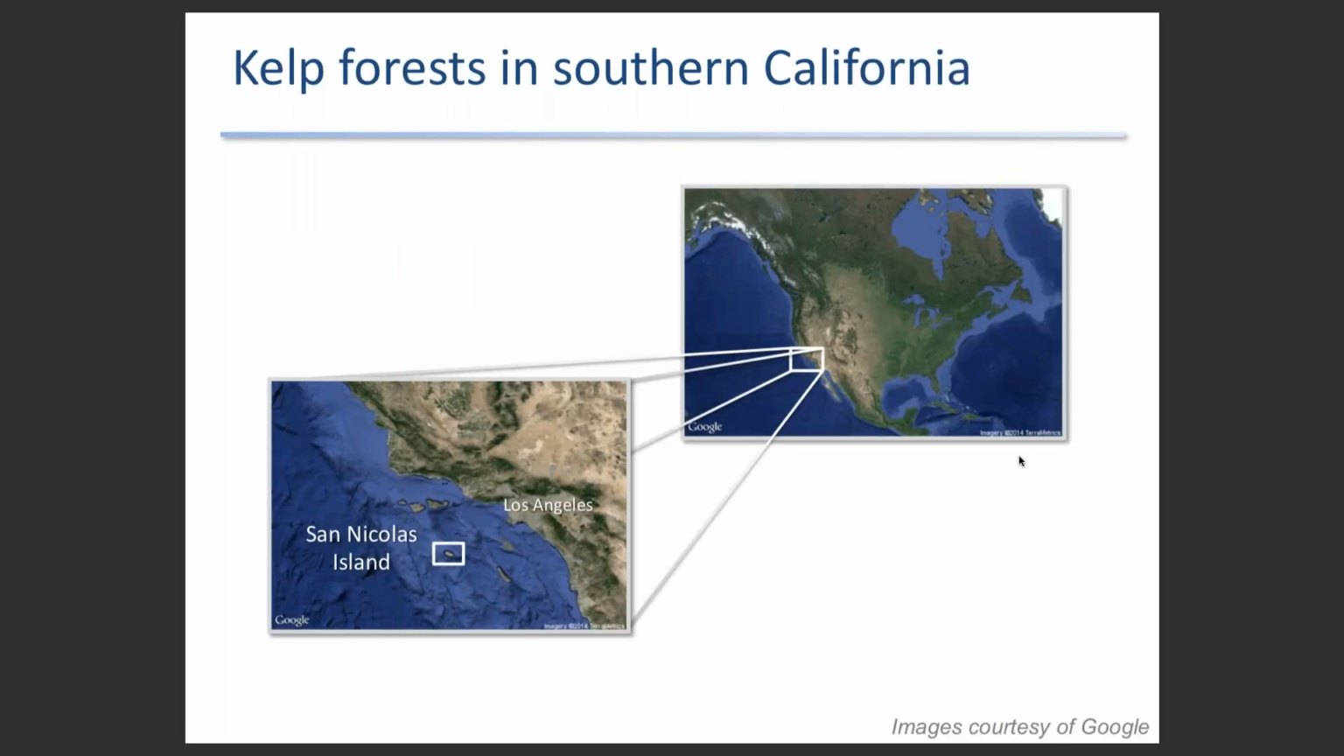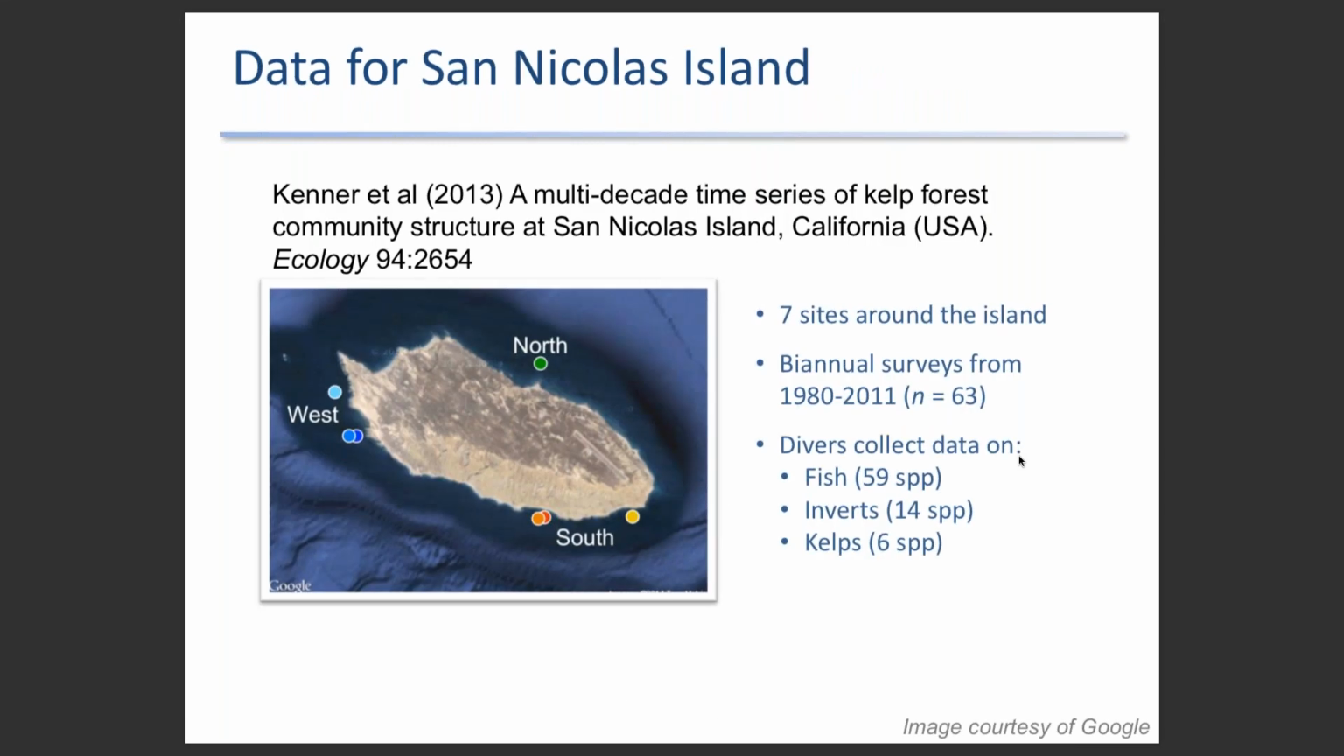So the data come from San Nicolas Island, which is out here in these Channel Islands. This group right here is kind of one that's set all the way off by itself. Here's the citation for the paper if everybody is interested. The data set is amazing. It's unbelievable. So what they had were 7 different sites around the island. Those are shown here, largely 1 here, 3 in the south, 3 in the west.